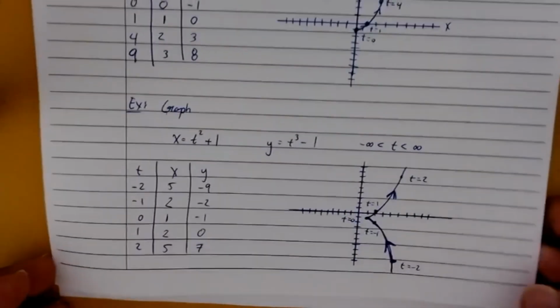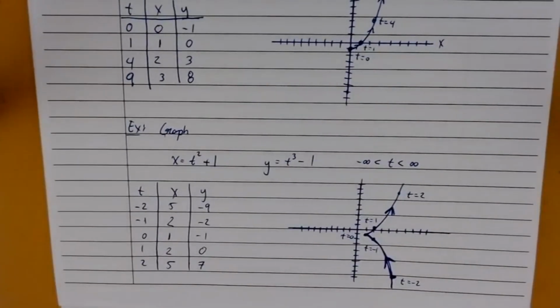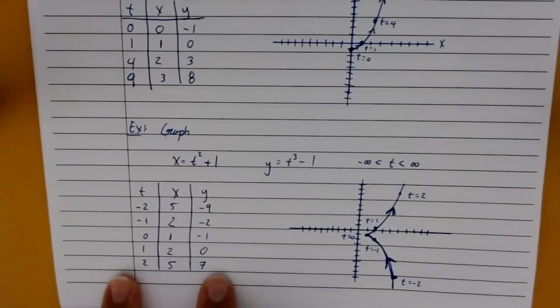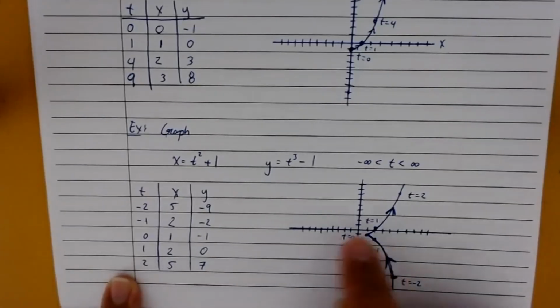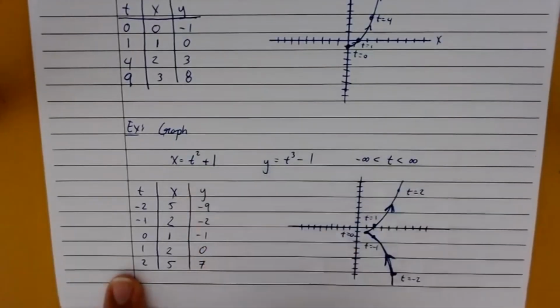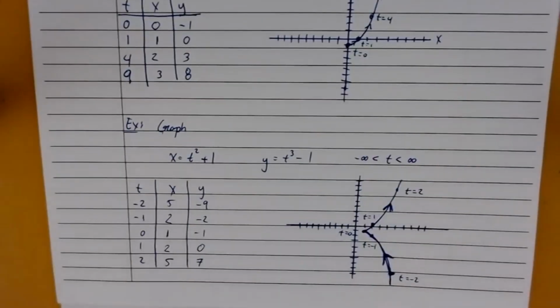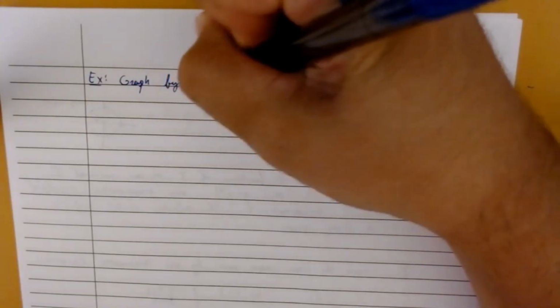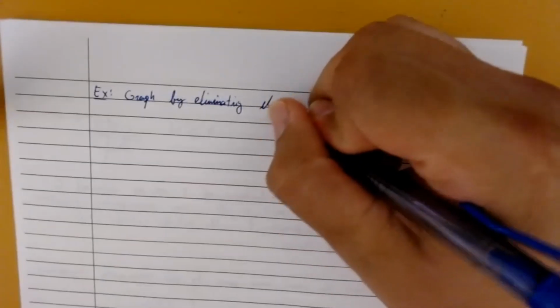Now, that is not the only way that we can graph a plane curve given by parametric equations. This is one way, and it's fairly simple, but it can be a little tedious and a little imprecise, especially as these get more complicated. Another way in which we can graph these is by eliminating the parameter. So let's consider an example of this. We're going to graph, but instead of doing it point-wise, we're going to graph by eliminating the parameter.